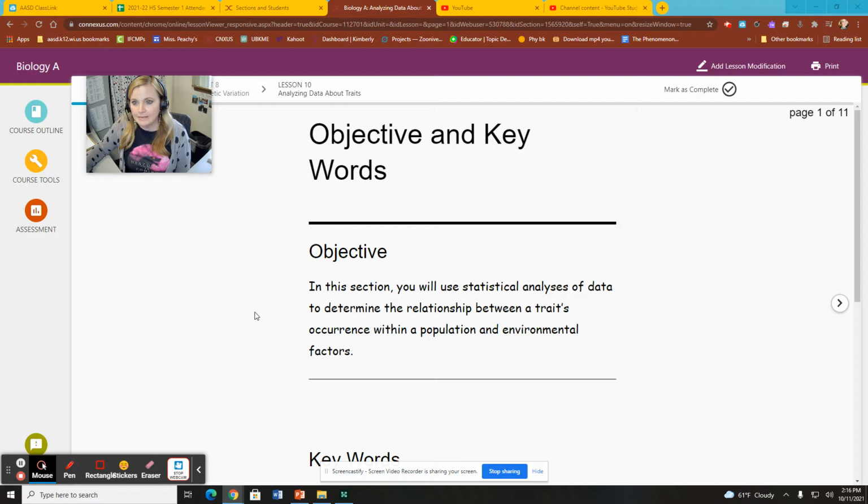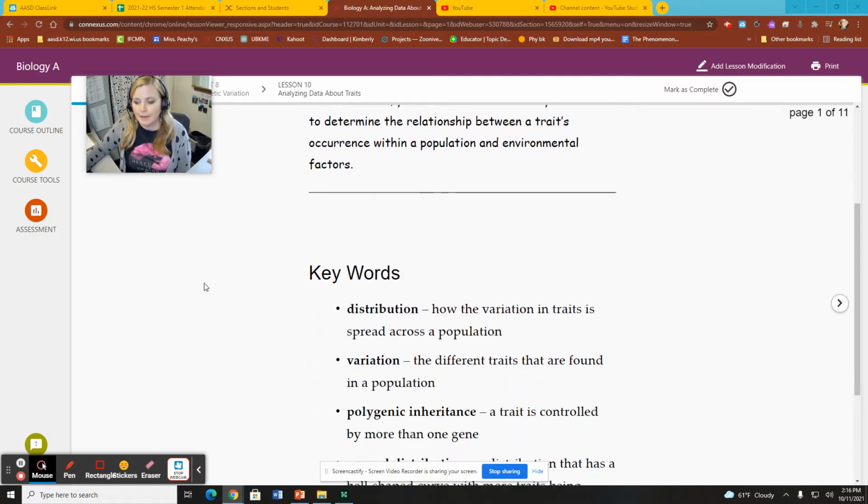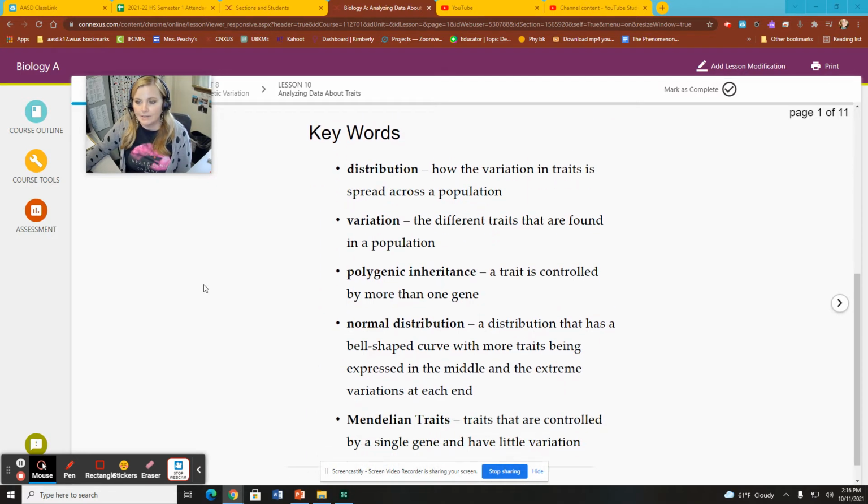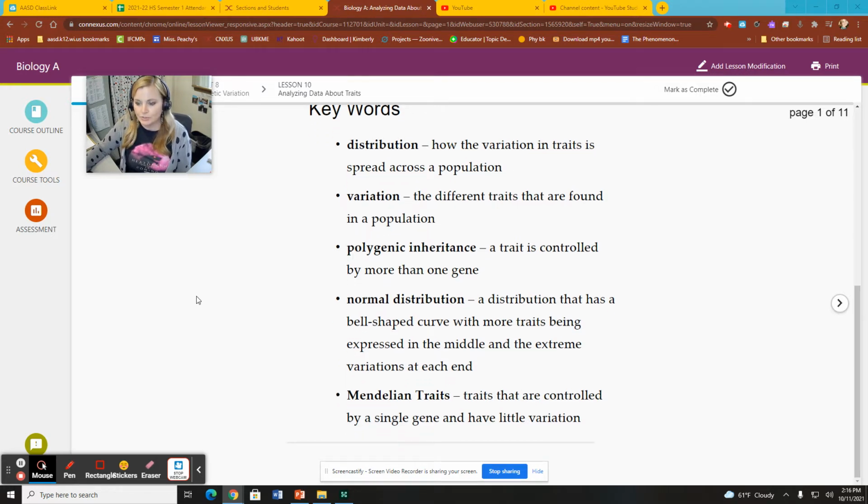The lesson is analyzing data about traits. This lesson is very much just review from what we did in the previous lesson. There's a bit of an extension on it when it talks about how the environment plays a role in determining characteristics in a population. Our keywords are distribution, variation, polygenic inheritance, normal distribution, and Mendelian traits.